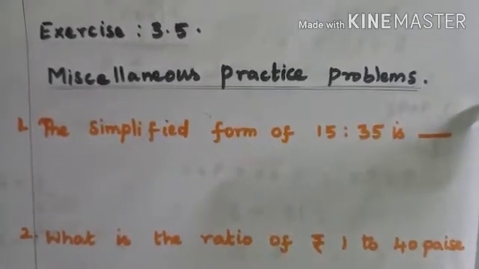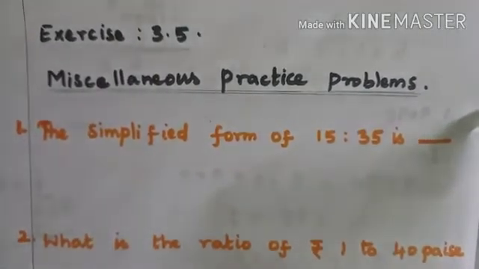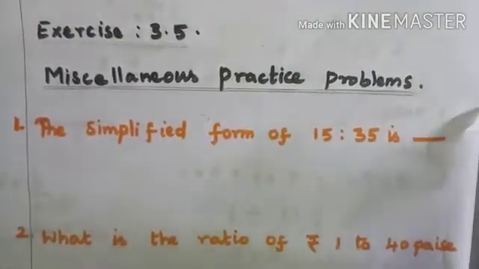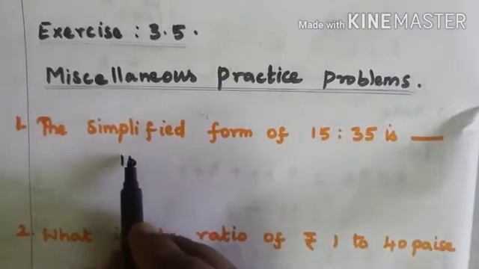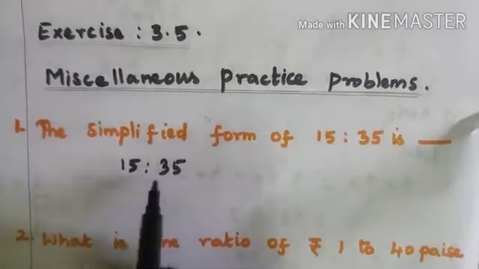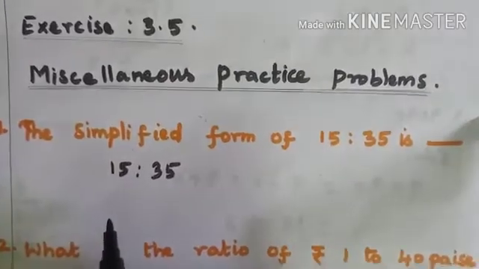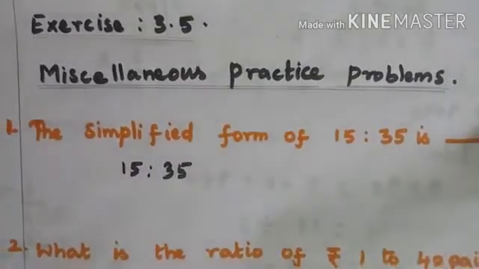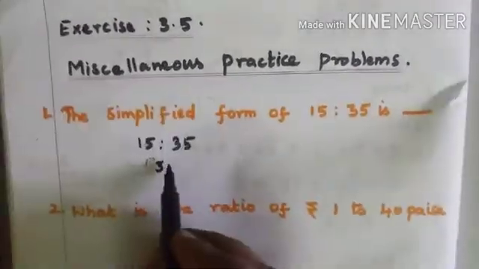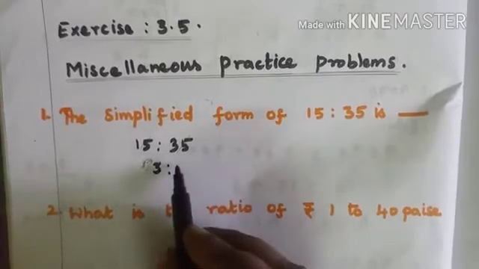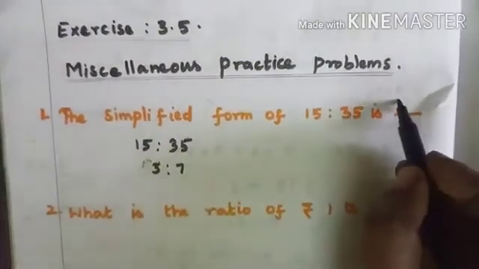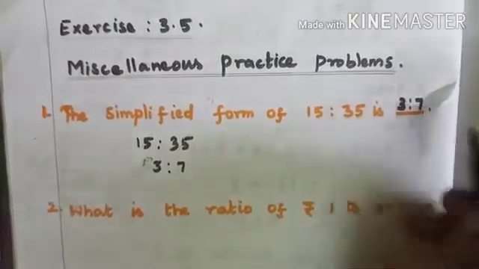Shall we start? Yes. The first question is the simplified form of 15 is to 35. Here we can strike both numbers, as they end with 5. We can strike it in which table? 5 table, isn't it? Therefore, 3 5s are 15 and 7 5s are 35. Therefore, the answer is 3 is to 7.